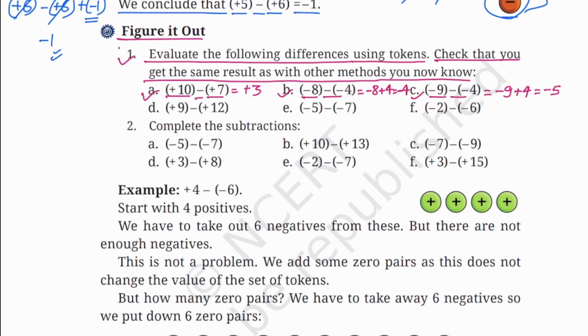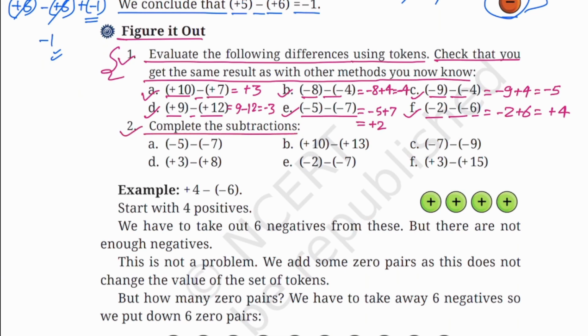You can try doing this using tokens. D, plus 9 minus plus 12. 9 minus 12 is equal to minus 3. E, minus 5 minus minus 7. Minus 5 plus 7 is equal to plus 2. F, minus 2 minus minus 6. Minus 2 plus 6 is equal to plus 4.